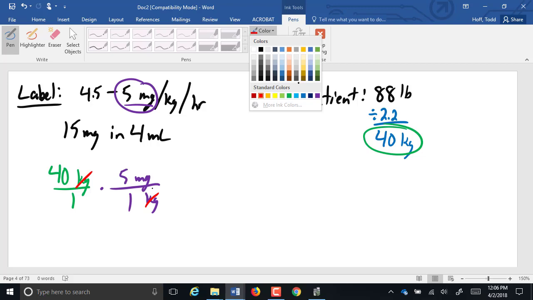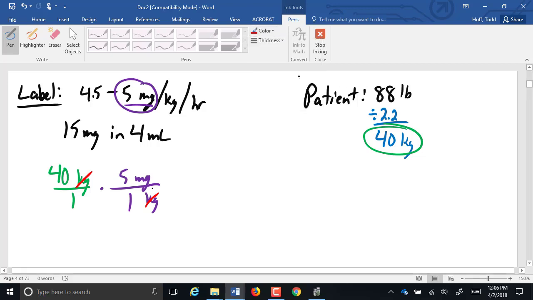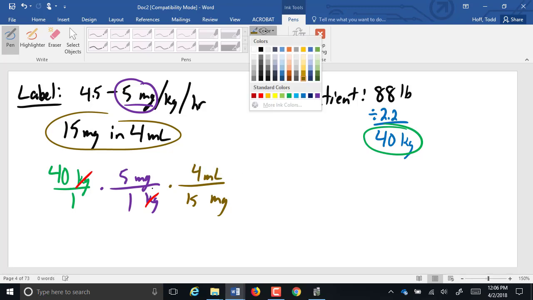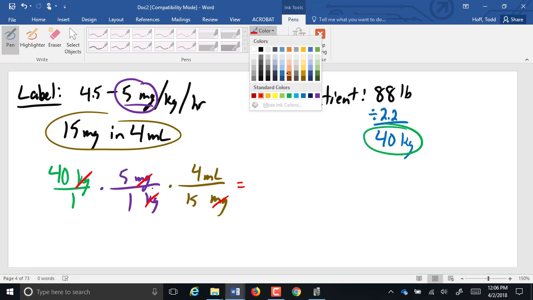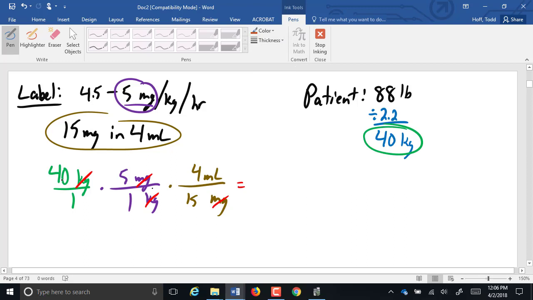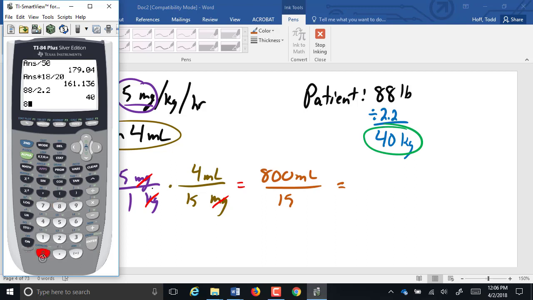Next, we want to turn our milligrams into milliliters using 15 milligrams. Now, milligrams are going to go on bottom in 4 milliliters. So the milligrams have canceled. Let's go ahead and multiply that out. We've got 40 times 5 is 200 times 4 is 800 milliliters over 1 times 1 times 15 is 15. We're going to 800 milliliters divided by 15. It's going to give us 53.33.